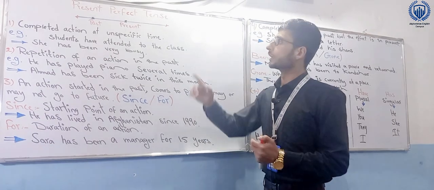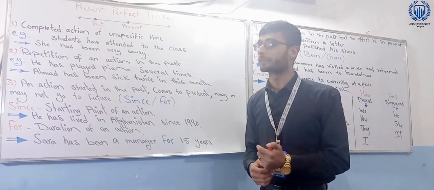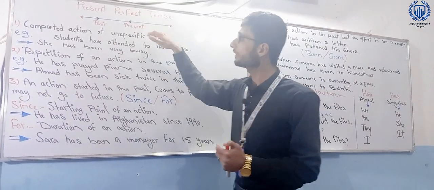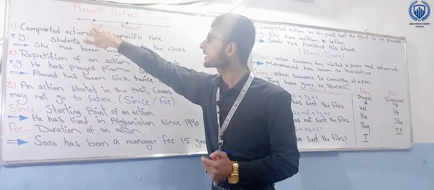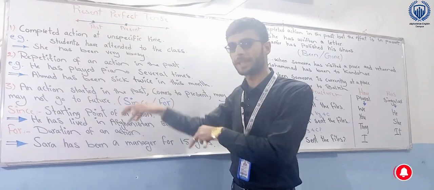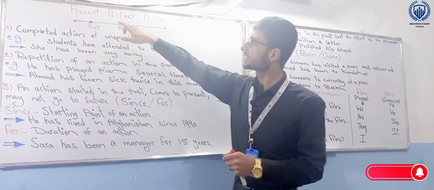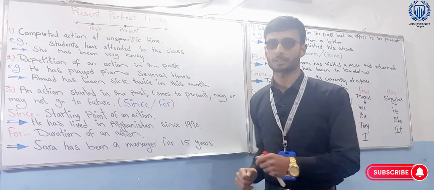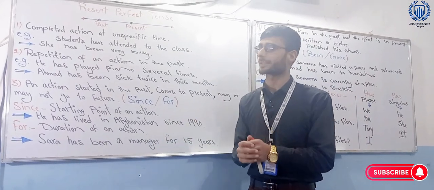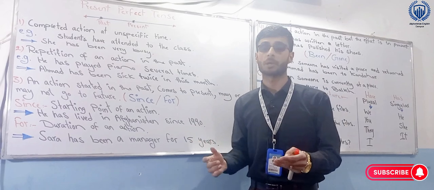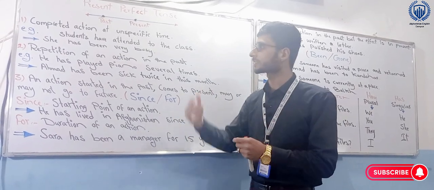And here, let's come to use of present perfect tense. And here we have a timeline. It means our action happened in the past, but the result or the effect is in present. Because of this reason, we call it present perfect tense. As you know, there are different uses of every tense. Today we want to talk about uses of present perfect tense one by one.